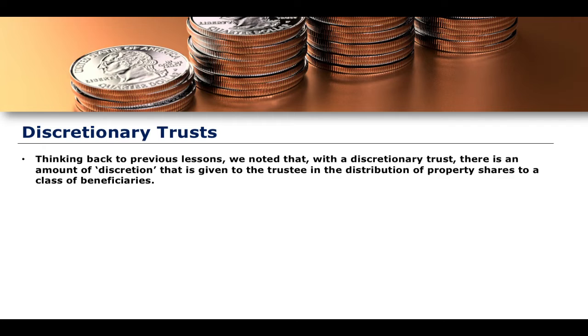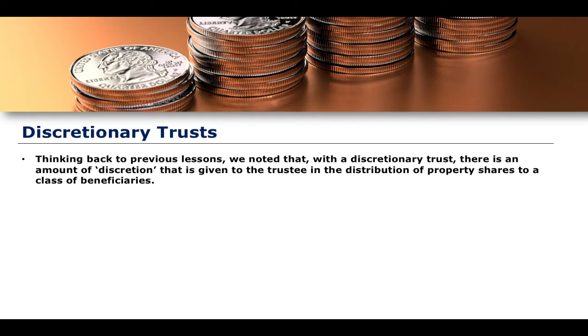So, ultimately, if we turn back to previous lessons, we noted that essentially a discretionary trust is a trust instrument. So we have a settlor that is transferring property to a trustee for the benefit of some beneficiary or some class of beneficiaries. But there is a certain amount of, as the name suggests, discretion that is given to the trustee when it comes to the distribution of the property shares to the class of beneficiaries. That's where the concept of a discretionary trust comes from.